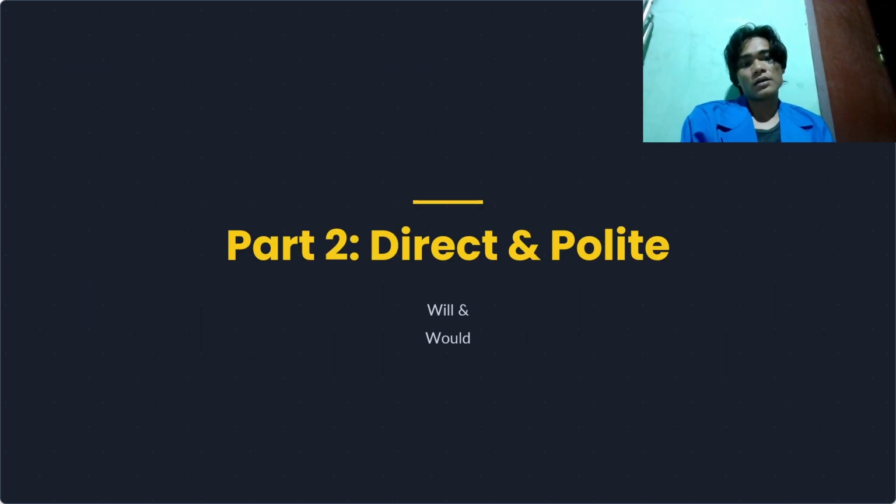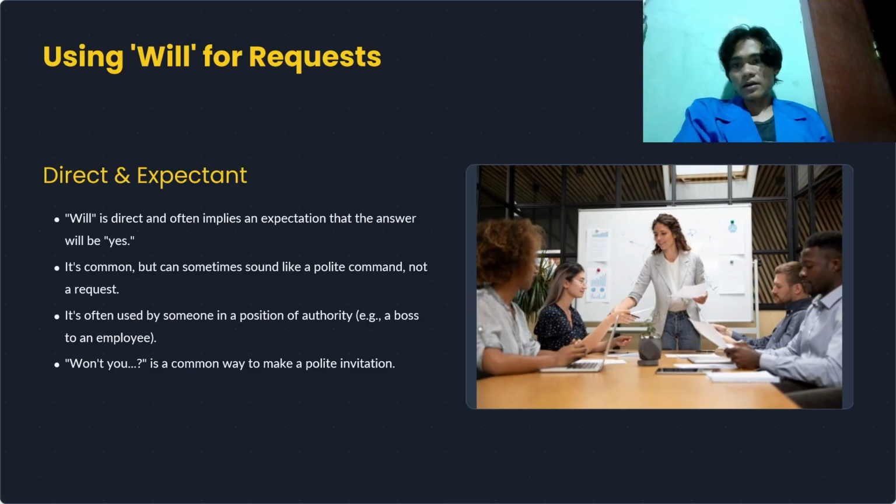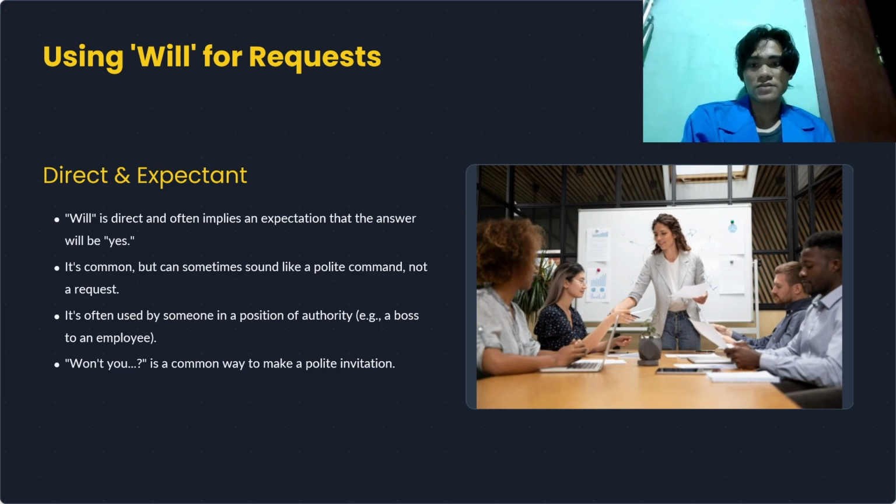Part 2. Direct and polite. Will and would. Direct and expectant. Will is direct and often implies an expectation that the answer will be yes. It's common, but can sometimes sound like a polite command, not a request. It's often used by someone in a position of authority, like a boss to an employee. Won't you? is a common way to make a polite invitation.